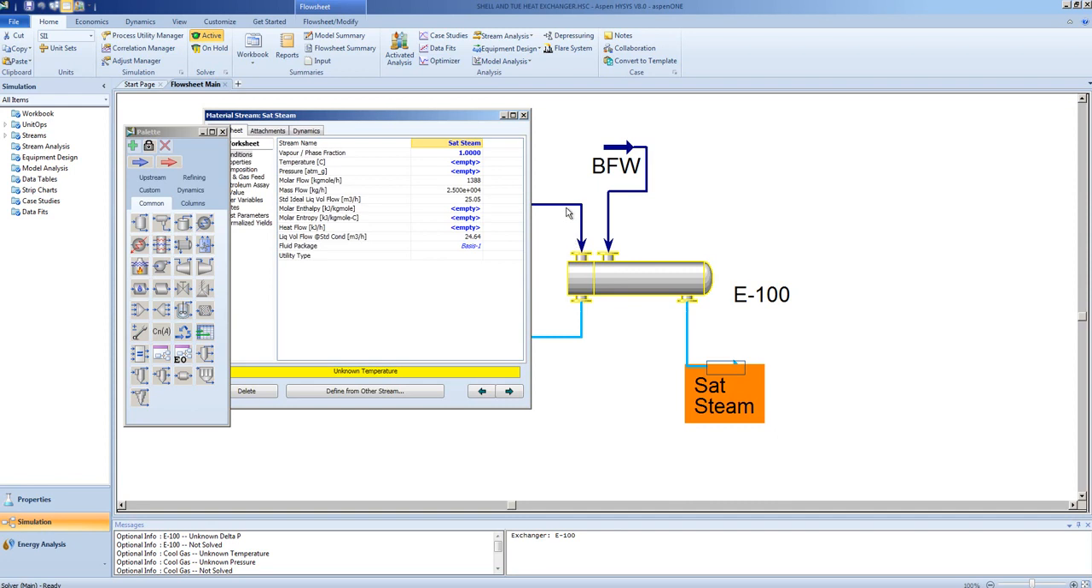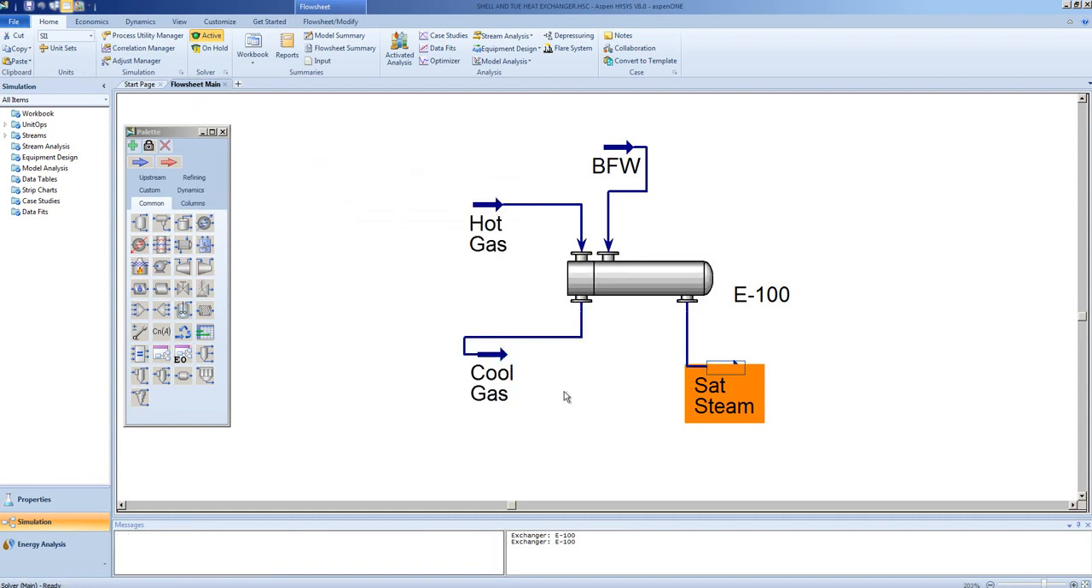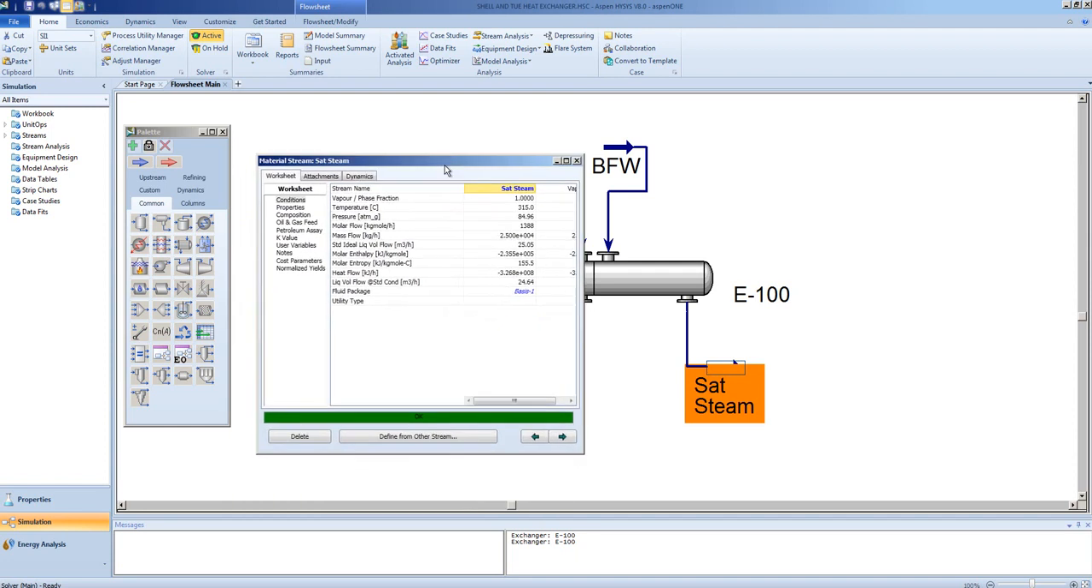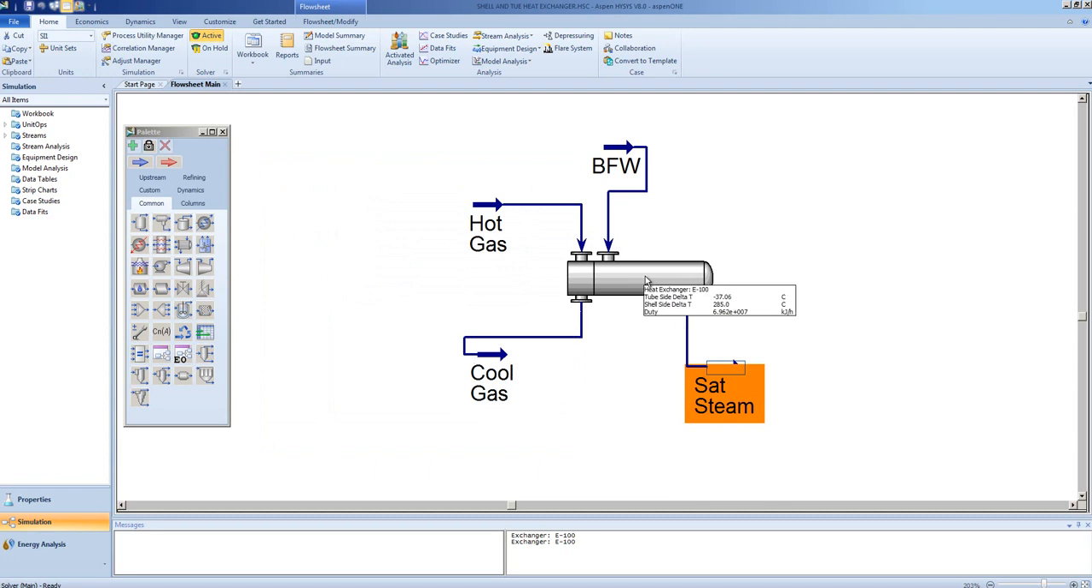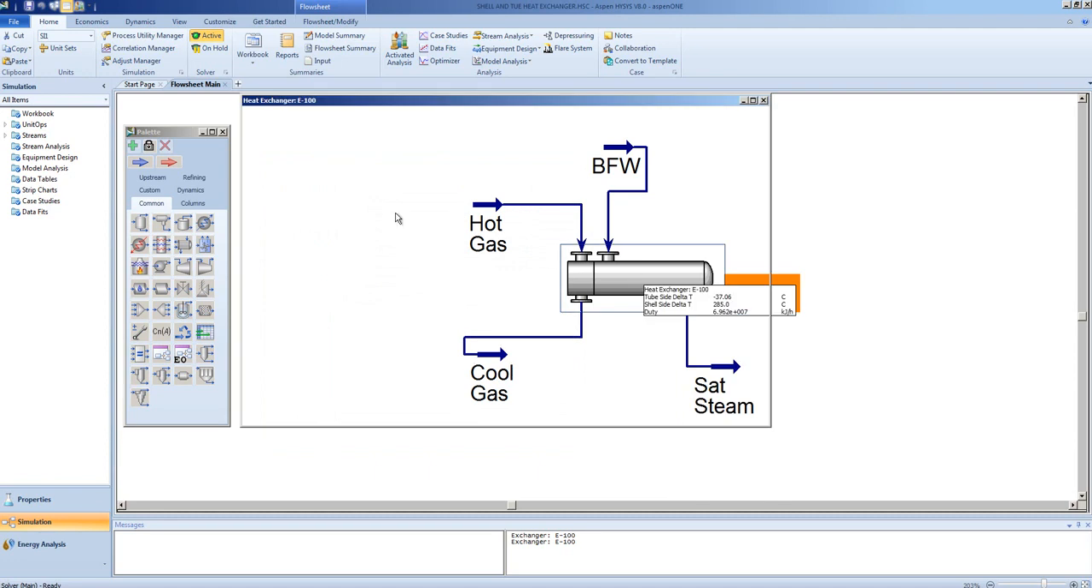That is because we have the geometry to calculate the UA value from the film coefficients. Hence, if we delete the specification, we will see that the model will solve. This model is now representative of a real heat exchanger in service, and as such we need not specify any outlet conditions. Let's take a deeper look at the rigorous model.